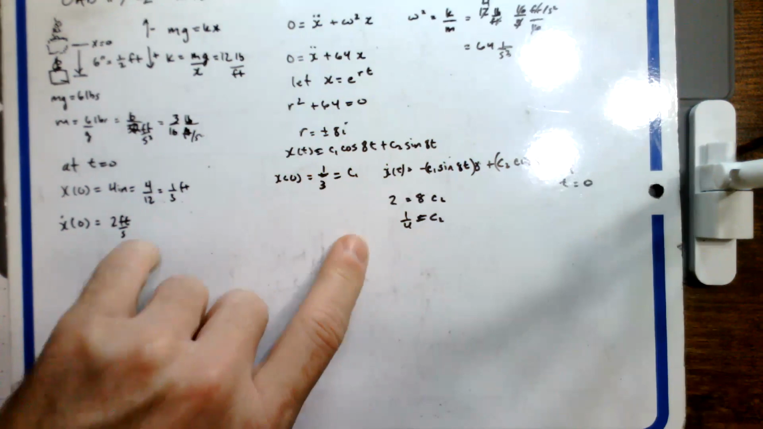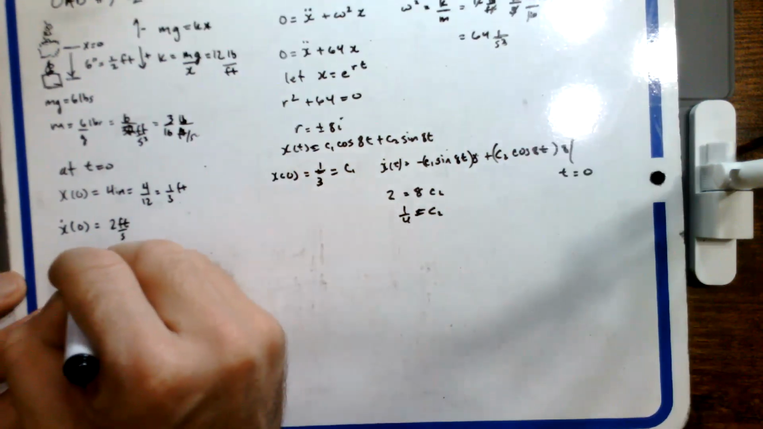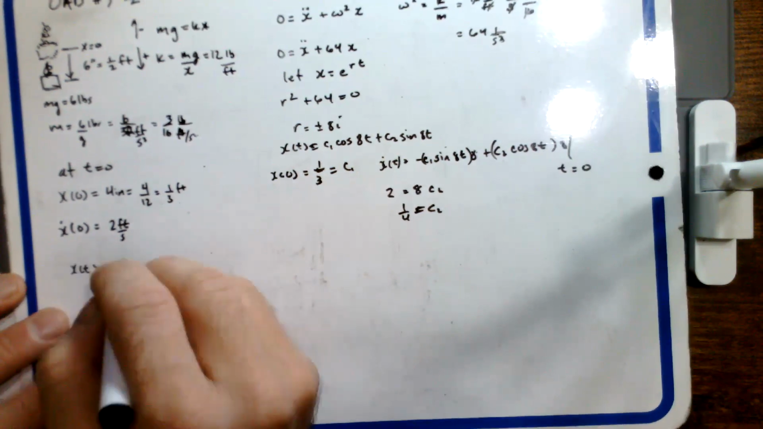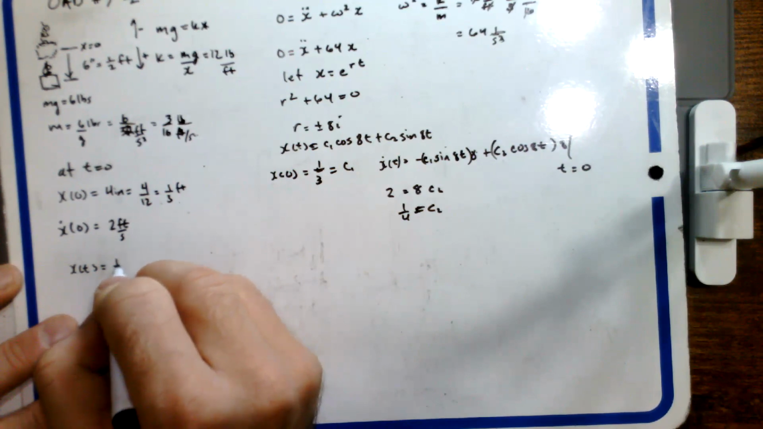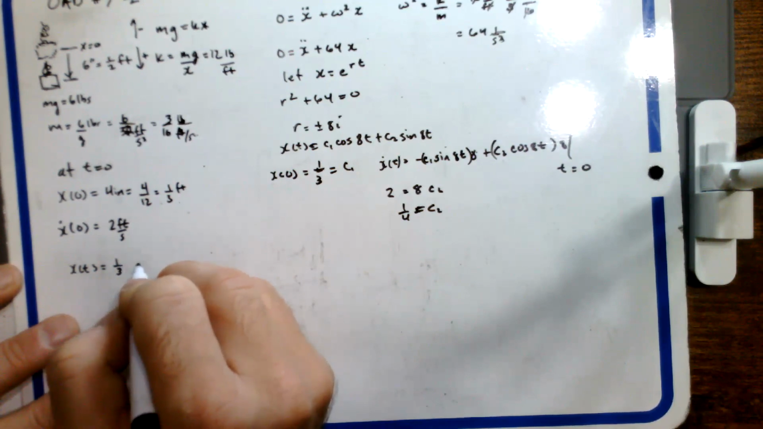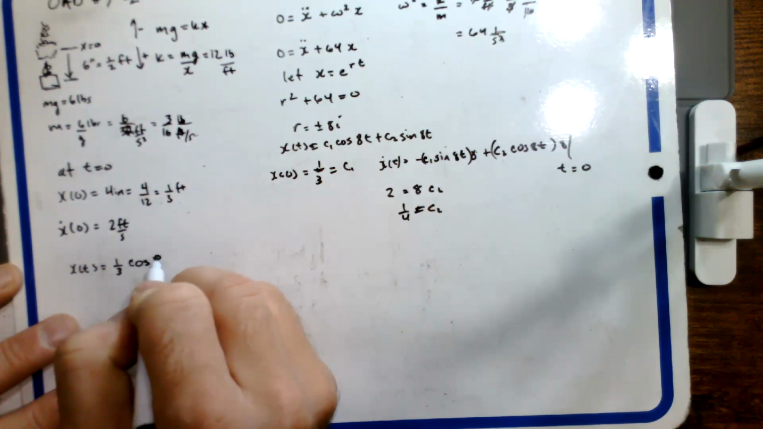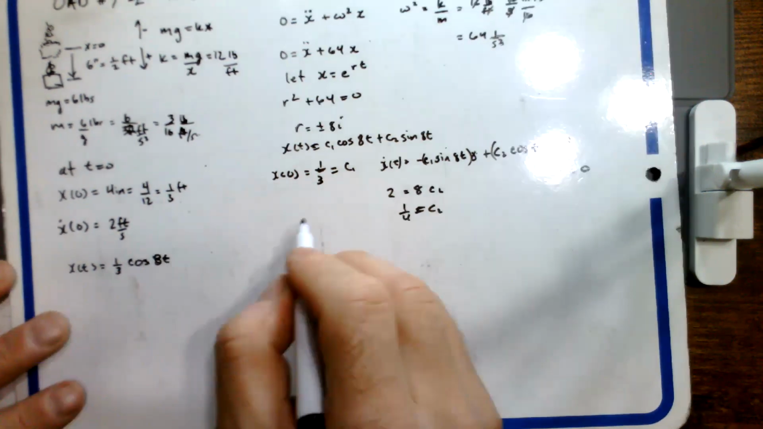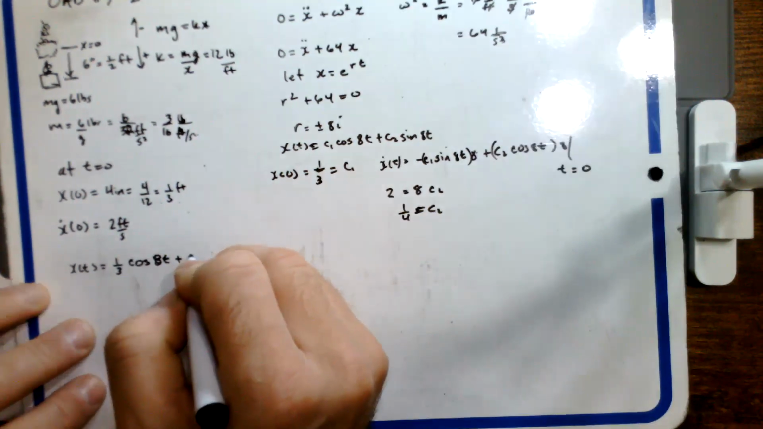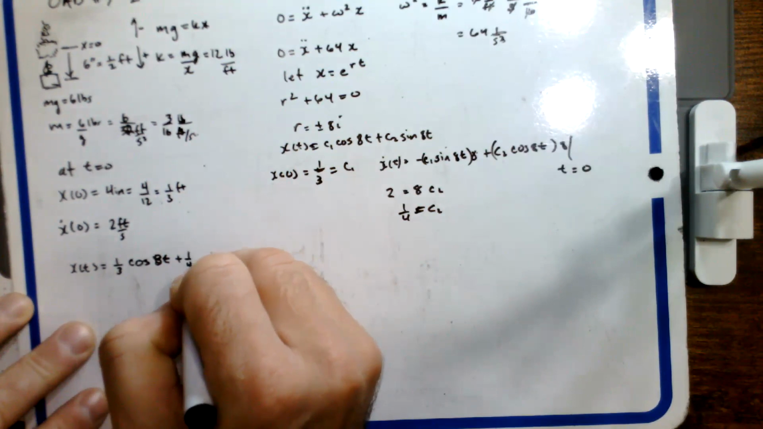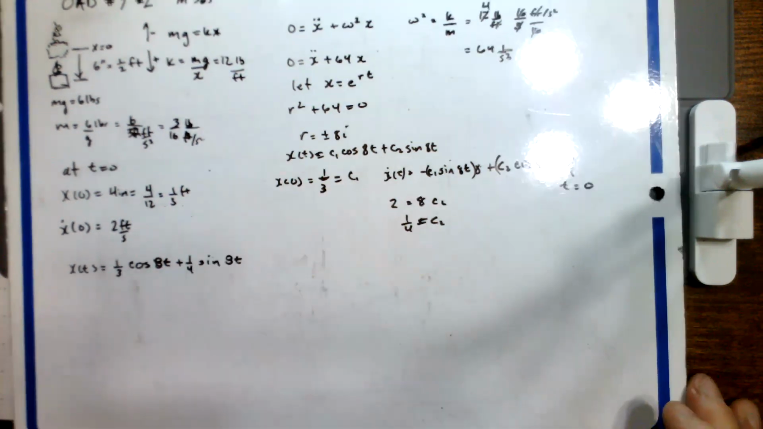All right, now that we have C1 and C2, our equation of motion, x of t, equals 1/3 cosine of 8t. The reflection of the light makes the writing kind of hard to see, so that's why I'm pausing. And then we have plus 1/4 sine of 8t. Okay, so that's one version.